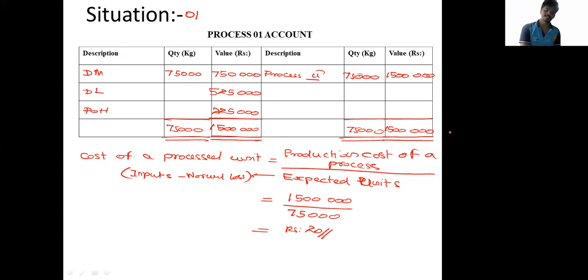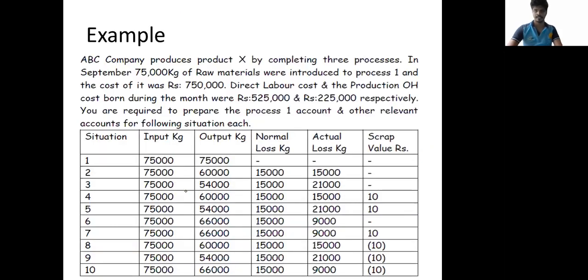Okay, this is situation number 1. Okay, prepare this. Okay, now I will move to case 2.